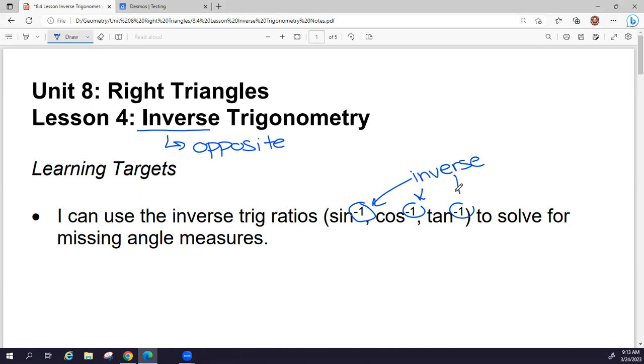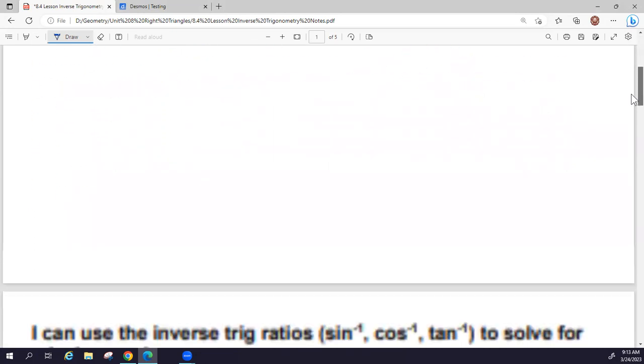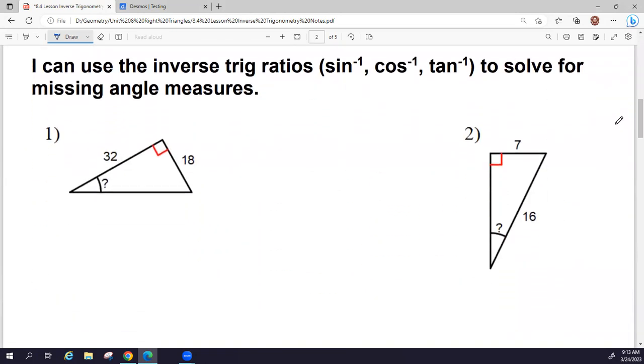And so sine, cosine, and tangent last lesson showed us what was the ratio between two side lengths. The inverse sine, cosine, and tangent takes a ratio and tells us what angle are those side lengths related to. And so we're going to use inverse trigonometry to find an angle measure in a right triangle. So you can see in this first problem, we are looking to find this angle measure.